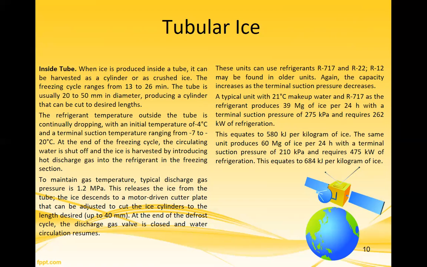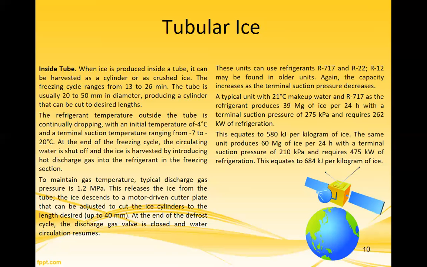At the end of the freezing cycle, the circulating water is shut off and the ice is harvested by introducing hot discharge gas into the refrigerant in the freezing section. To maintain gas temperature, typical discharge pressure is 1.2 megapascal. This releases the ice from the tube. The ice descends to a motor-driven cutter blade that can be adjusted to cut the ice cylinder to the length desired, up to 40 mm. At the end of the cycle, the discharge gas valve is closed and water circulation resumes.